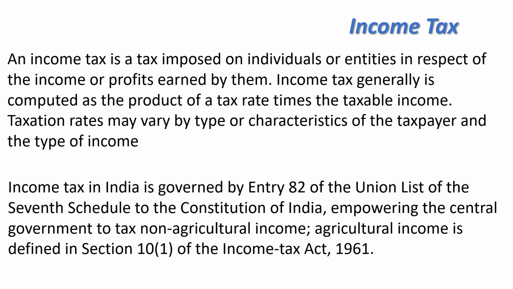Government is levying the taxes on that income. Income tax generally is computed as the product of a tax rate times the taxable income, okay? Taxation rates may vary by the types or characteristics of the taxpayer and the type of income, okay? So basically what will be the rate of the taxation? How much income will be taxable, how much income will not be taxable, that varies as per the type of income or level of income, okay?